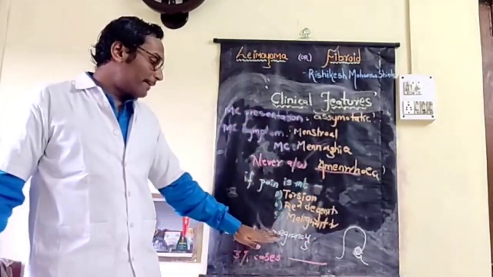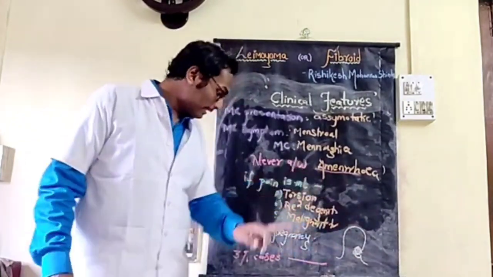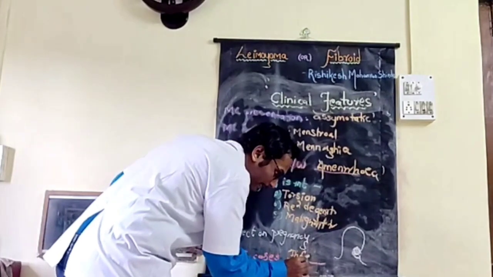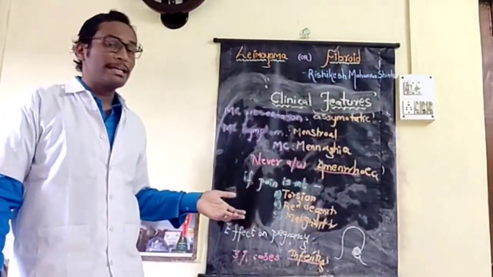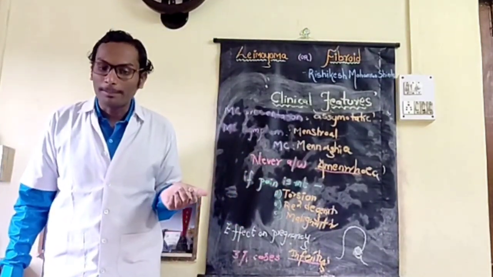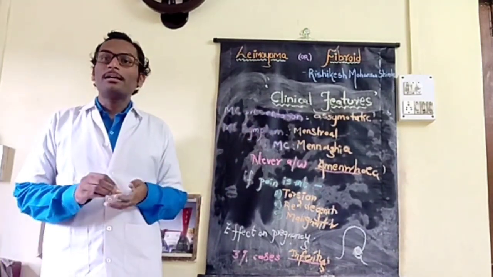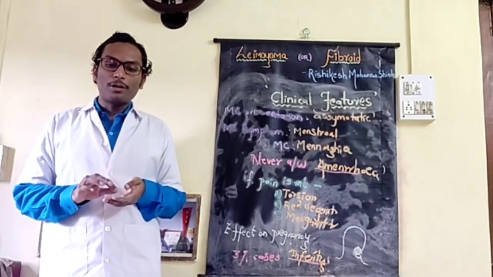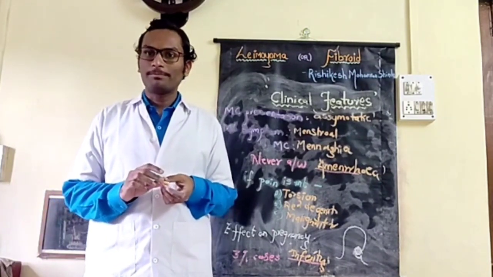Now, what are the effects of fibroid on pregnancy? Suppose a fibroid is present, 3% of cases can have associated infertility. Other conditions: there can be increased preterm labor, increased chances of abortion, malpresentation of the fetus, subinvolution of the uterus, and chances of abruptio placenta. So all these conditions you have to remember.